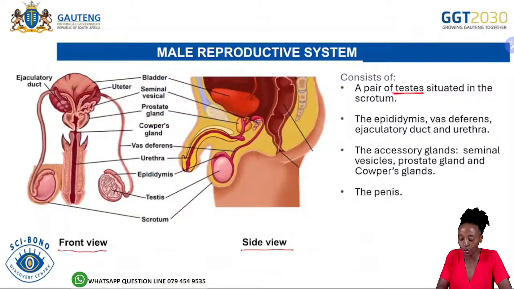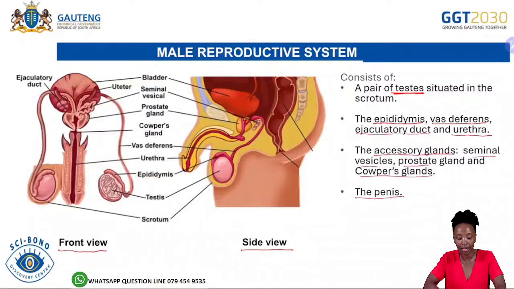We are going to look into what the testes are and what their functions are. We're going to look into these parts: the epididymis, the vas deferens, the ejaculatory duct, and the what? The urethra. There are also accessory glands, which are your seminal vesicles, prostate gland, and the Cowper's gland. Then lastly, this part, which is the penis. So when you look at the diagram, the side and the front view, you can see there the testes, which are found where?